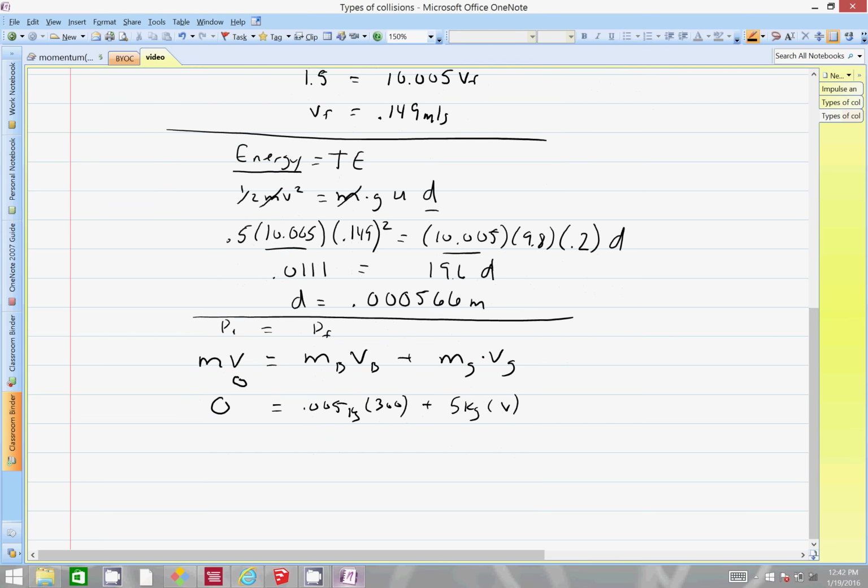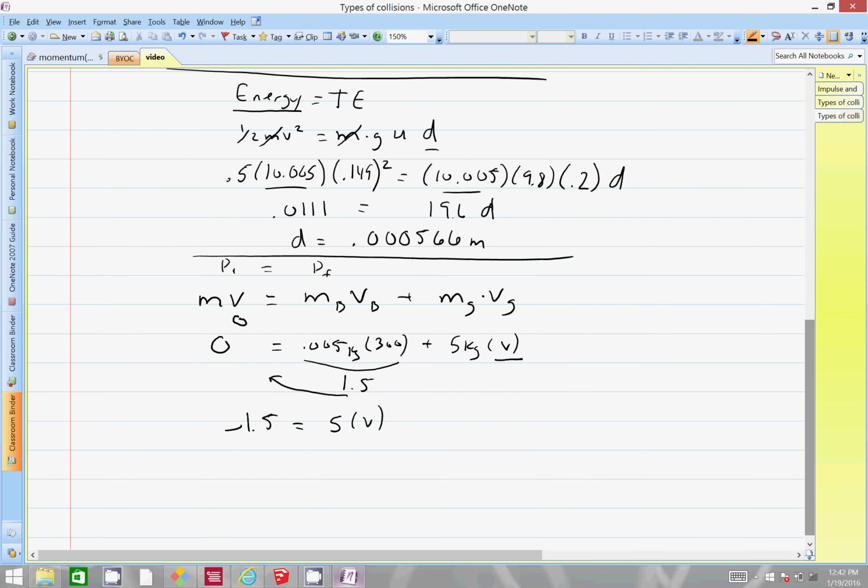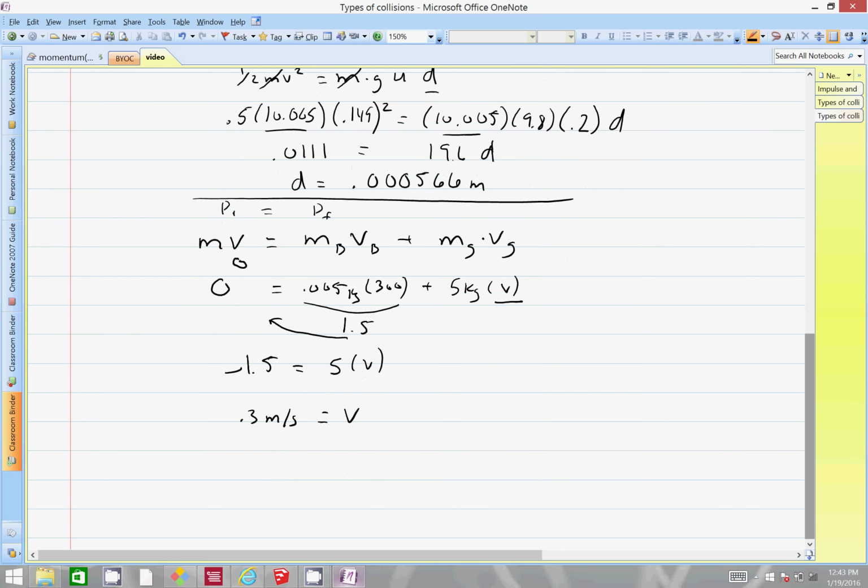At this point, I'm going to multiply 0.005 times 300 equals 1.5, and of course, algebraically I want to solve for this variable, so I'm going to get this over the other side. Negative 1.5 equals 5 times the velocity, and dividing that out, we're at about 0.3 meters per second is the velocity. So not a huge velocity either.